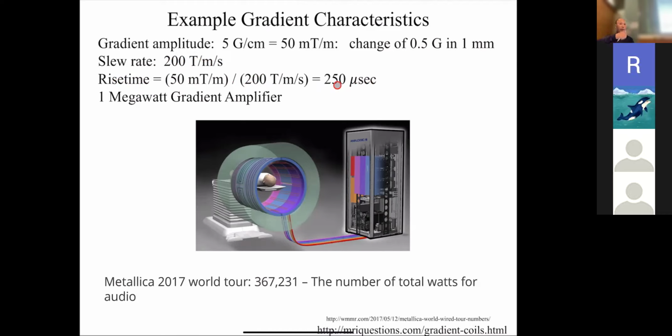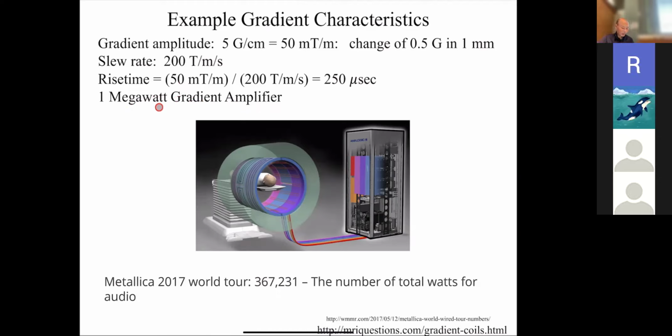To go that quickly, starting really in the 90s was the biggest push, when people started being able to do this really fast. They needed to create very strong amplifiers. So a typical amplifier would be like a 1 megawatt amplifier. Just a lot of power. Typically these will have maybe 1,000 amps, 200 volts, so high voltage, high amperage.